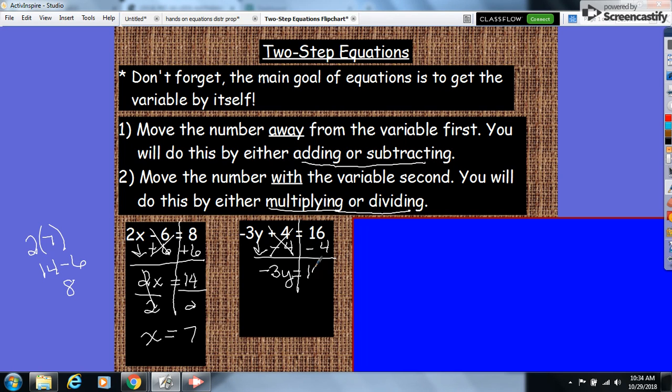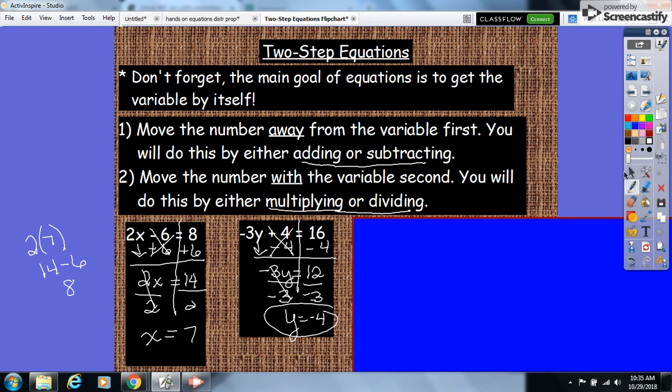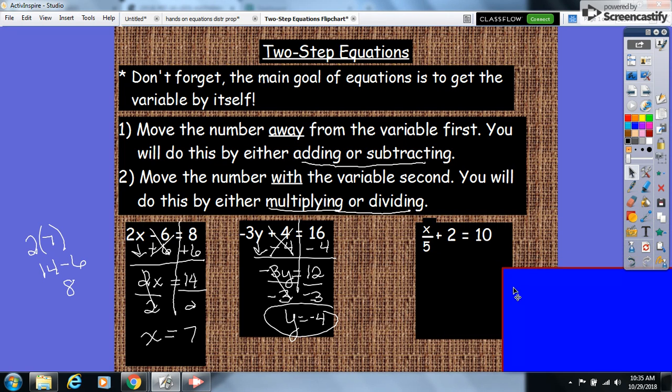16 minus 4 gives me 12. Final step, this says negative 3 times y equals 12. So the opposite is to divide both sides by negative 3. So I end up with y equals negative 4. Don't forget to carry that negative. And let's do one more.